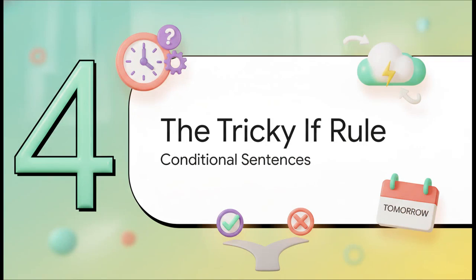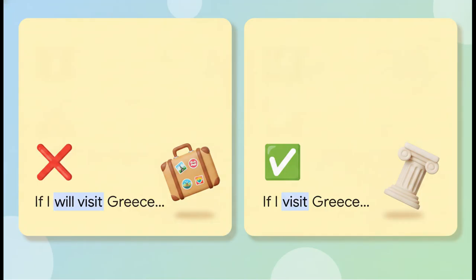We just have one more special rule to learn today. It does confuse a lot of beginners, I'll admit, but don't worry at all, I will make it perfectly clear for you. So, in many languages, you can use the future tense twice in a single sentence. But in English, we cannot put the word will right after condition words like if or time words like when. Look at the red X. If I will visit Greece. This is completely wrong in English. Even though we are talking about the future, the part of the sentence that starts with if or when must just use a normal present action word. If I visit Greece, I will call you.